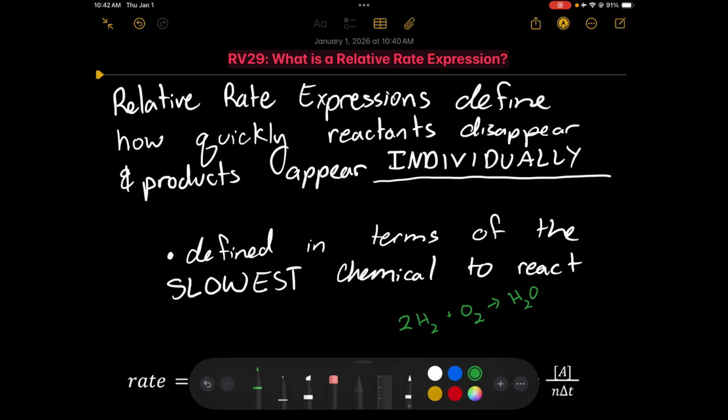So to sum up, we've talked about potential energy of reactions. We've talked about kinetics and what we're going to study when we look at how fast reactions go. But to really study the rate of reactions, we have to have an actual numerical rate. So we have to express that numerically to be able to study it correctly. And a relative rate expression is going to define numerically how quickly reactants disappear and products appear individually within a reaction. Specifically, the relative rate of reactants and products is going to be defined in terms of the slowest chemical to react or be produced.